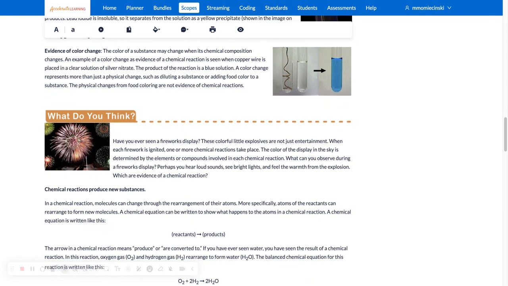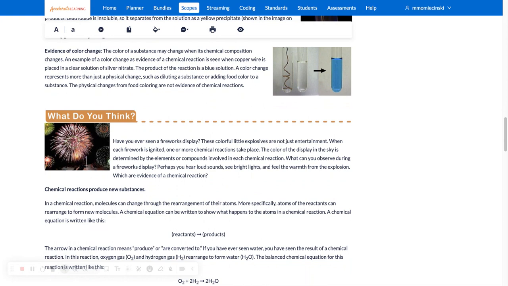Now we have evidence of color change. The color of a substance may change when its chemical composition changes. An example of color change as evidence of a chemical reaction is seen when copper wire is placed in a clear solution of silver nitrate. The product of this reaction is a blue solution.